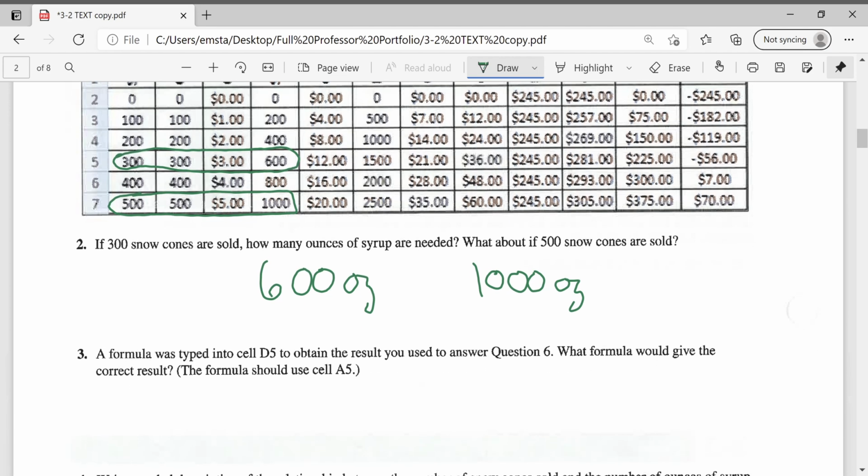Number 3 says a formula was typed into cell D5 to obtain the result you used to answer question 2. What formula would give the correct result? Well, I would have had to type in equals 2 times the number given in cell A5. So for example, 600 was equal to 2 times 300. 1,000 is also equal to 2 times 500. So we're working our way towards a formula or an expression.